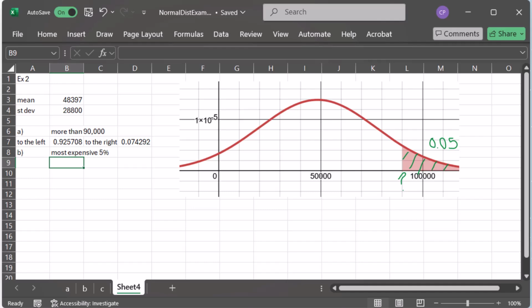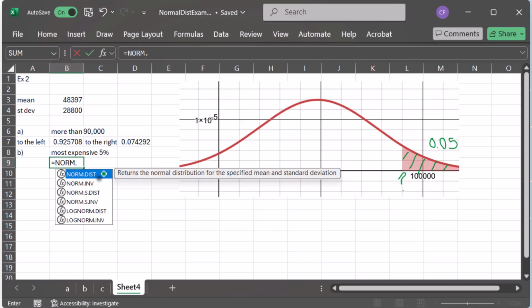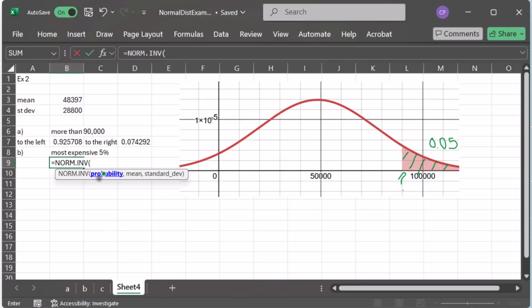This is similar to the last question on the previous example. I need to be using the inverse function. So I'm going to use NORM.INV. And that first input, which Excel calls probability, this is the area to the left. Now, we are not given the area to the left in this question. We're given the area to the right.